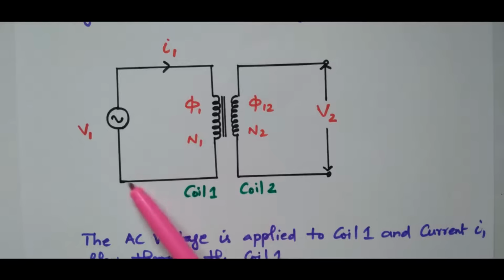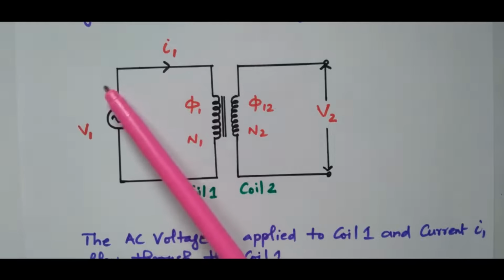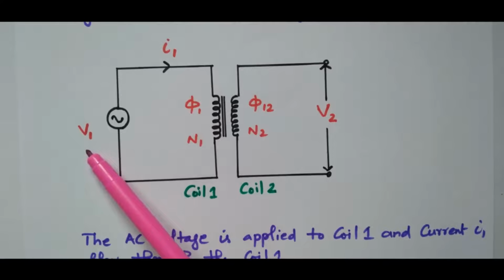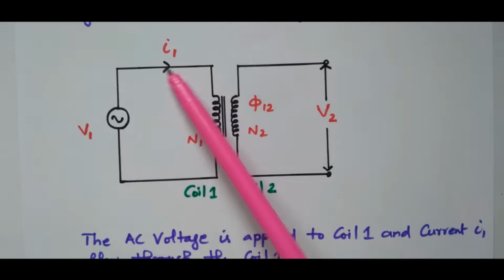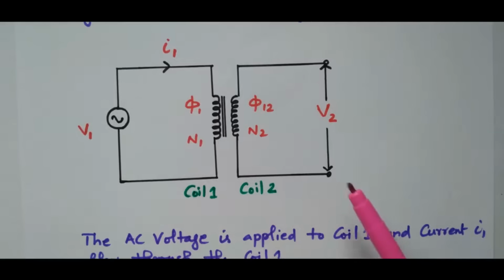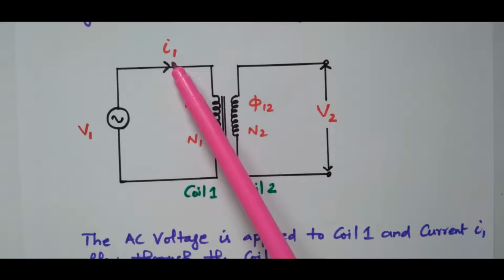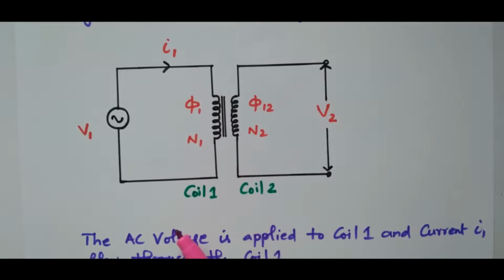Coil 1 is energized by the AC supply. Coil 1 is given the AC voltage V1. When the voltage is applied, what will happen? The current I1 will flow through coil 1. This is a rate of change of current, so due to the rate of change of current, flux phi 1 is produced in coil 1.